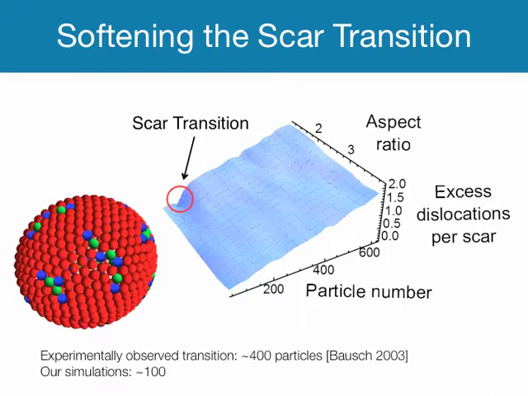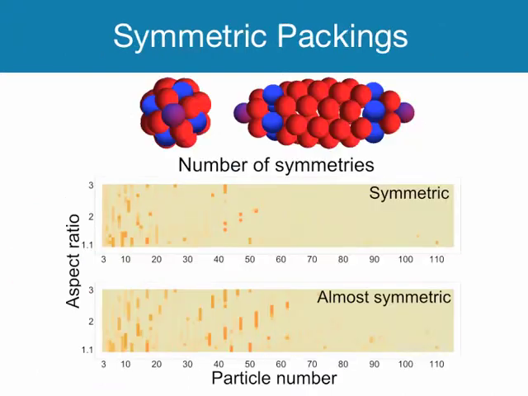And so it's interesting to point out that in the previous results, the scar transition happened at 400 particles, but in our simulations, it happens at only around 100 particles. And so we want to try to figure out what's causing this difference, and we think what it most likely is, is that we're using hard spheres, whereas the previous work has looked at soft repulsive particles.